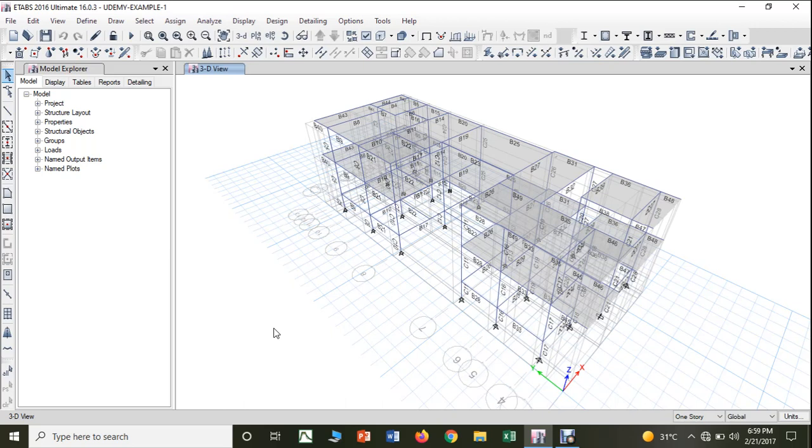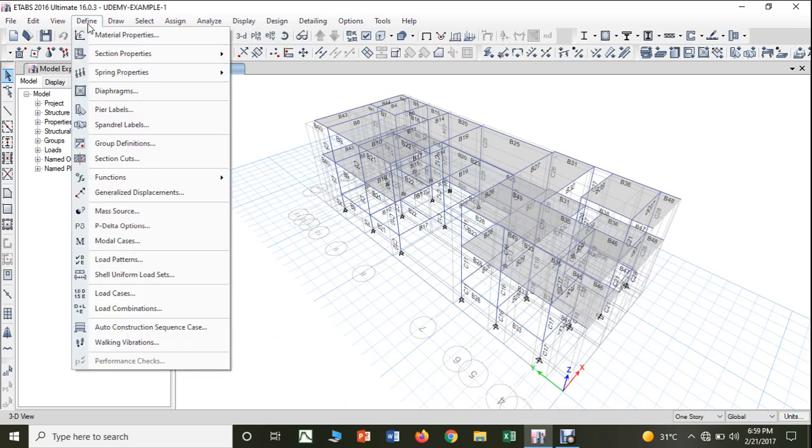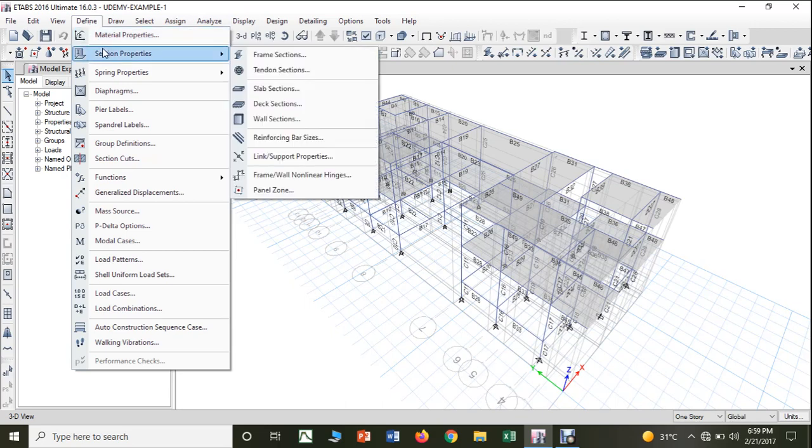In the previous class, we were discussing the properties that we are going to define. When I go to Define, we have discussed the material properties in detail. After the material properties, when we move to the section properties, you can see that you have the frame sections, then tendon sections, slab sections, deck sections, and wall sections. These sections we have come across in detail.